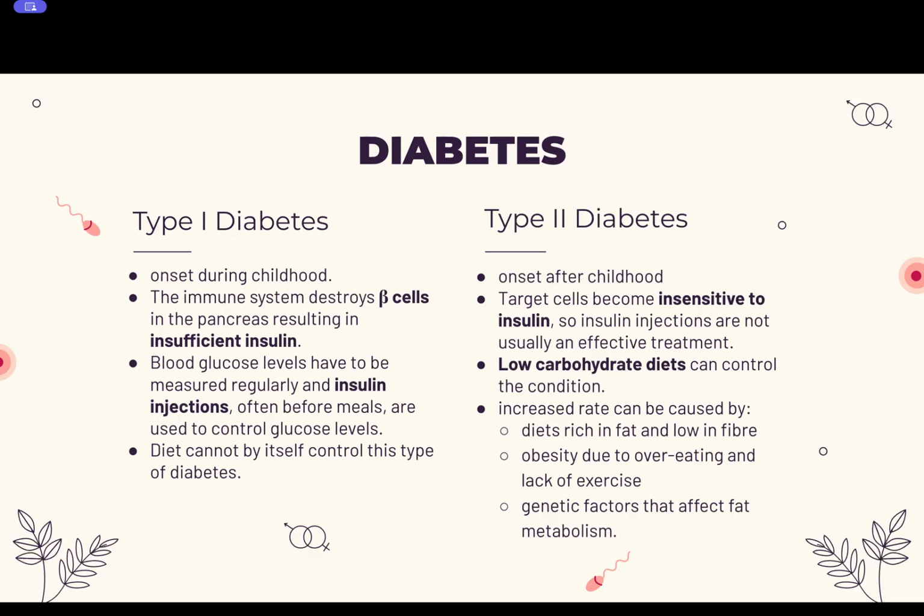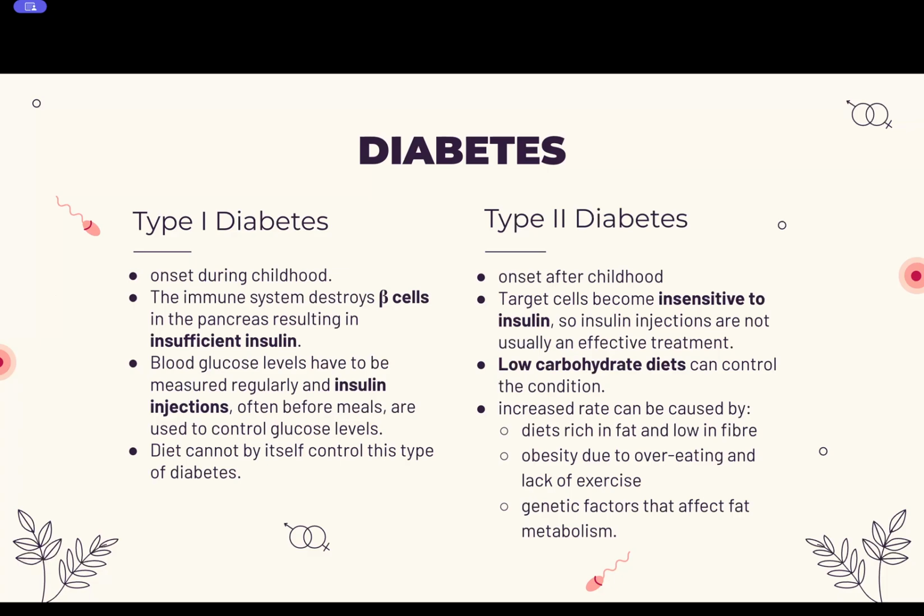So the difference between type 1 and type 2 diabetes is, in type 1 there's just not enough insulin, but in type 2, no matter how much insulin there is, your cells themselves just don't want to receive the command to convert it into glycogen. So in type 2 diabetes, it's usually low carbohydrate diets that can control the condition within the body.